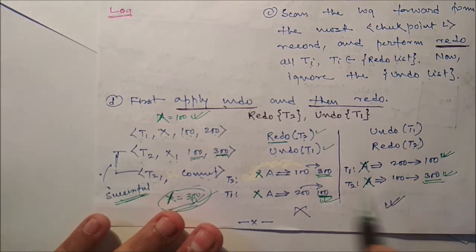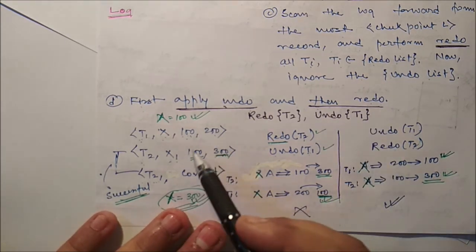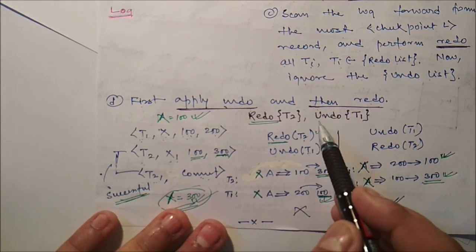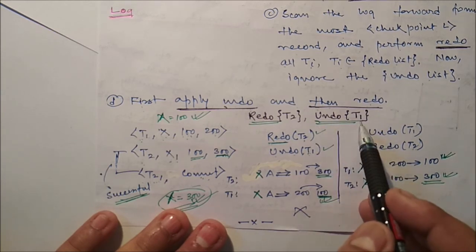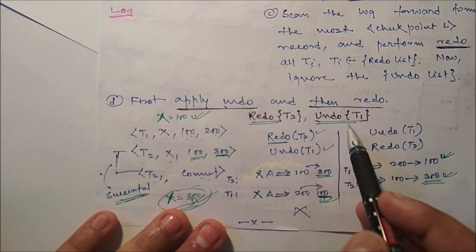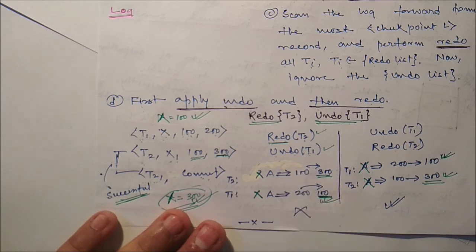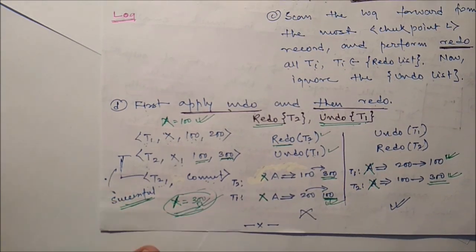Are you getting this one? So if undo and redo are both there, definitely we have to apply undo first, then redo, because we have to retain the successful data in the database. And that is the end of this particular video. Thank you very much.